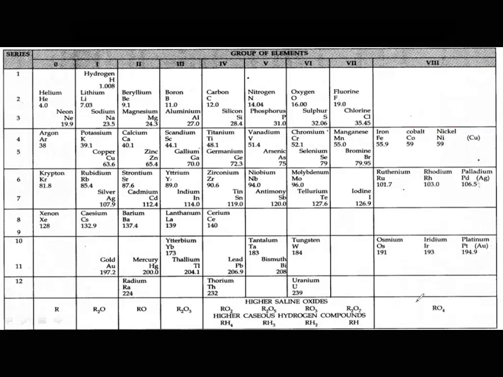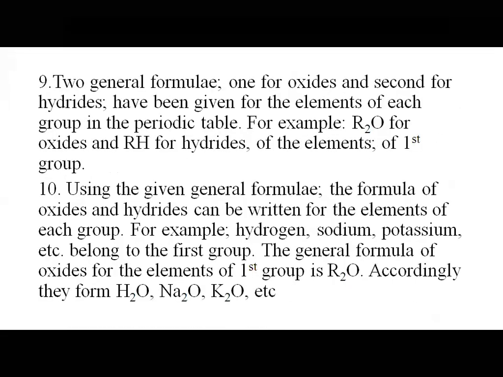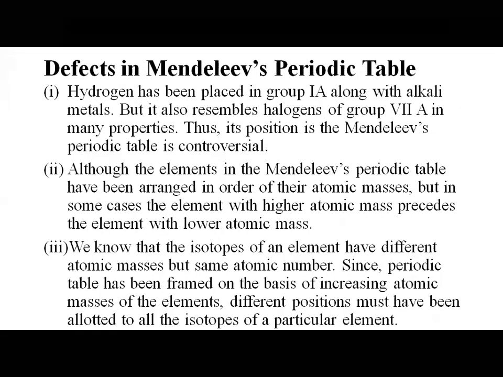So these were all the achievements, or you can say merits, of Mendeleev's periodic table. It simplified and systematized the study of elements and their compounds, and helped in predicting the discovery of new elements. Even Mendeleev predicted the properties of the new elements which had to be discovered later, looking at the properties which existed before. And the atomic weights of some of the elements were corrected. So this is about Mendeleev's periodic table.